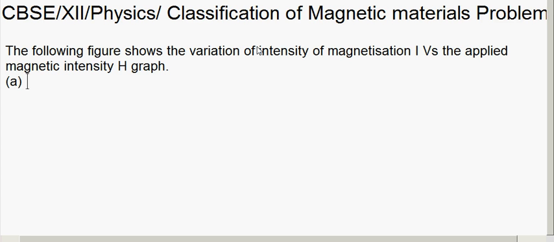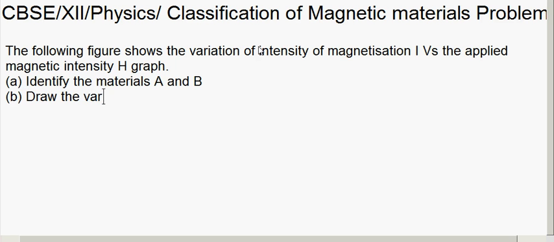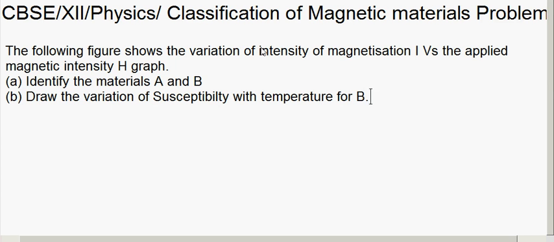Identify the materials A and B. And question number B. Draw the variation of susceptibility with temperature for B. And you also take down the graph.